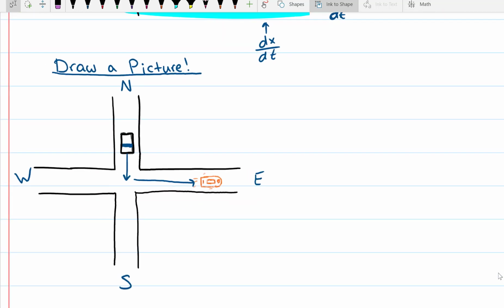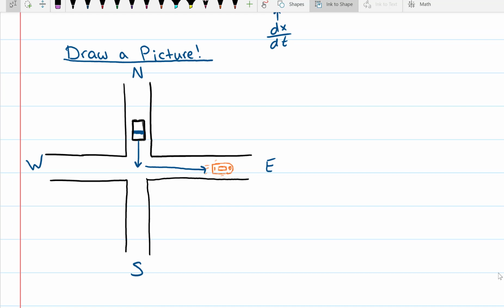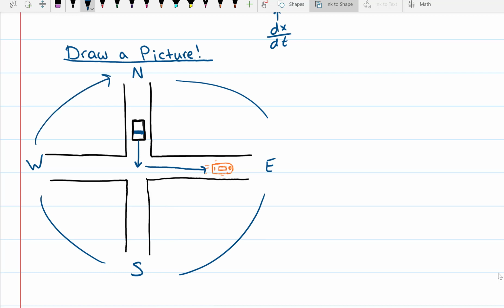So the first step to this problem is to draw a picture. If you forget how to do north, east, south, west, the one I remember is never eat sour waffles or soggy waffles or sour watermelon. It doesn't really matter how you remember it, but never eat soggy waffles is usually what I use. And like in math, we're going to go clockwise. We're going to go this way. Never eat sour watermelon. And then it repeats.